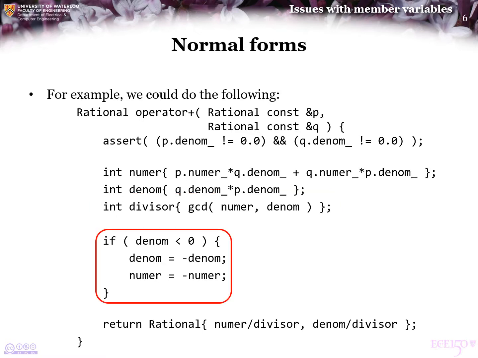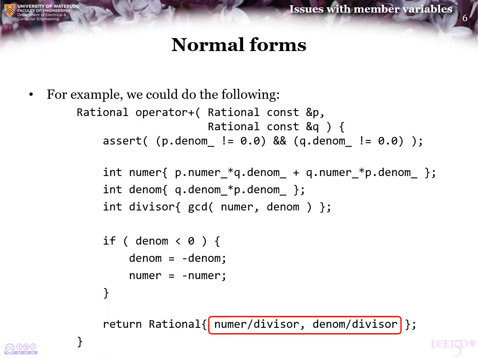Just in case, we check the denominator. If the denominator is negative, we will negate both the numerator and denominator. That is, we'll multiply both the numerator and denominator by -1. Finally, when we return the constructed new rational number, we will divide both the numerator and the denominator by the divisor we found.